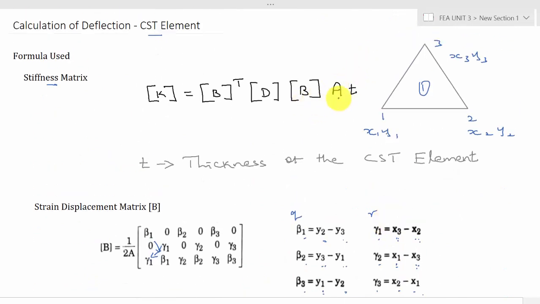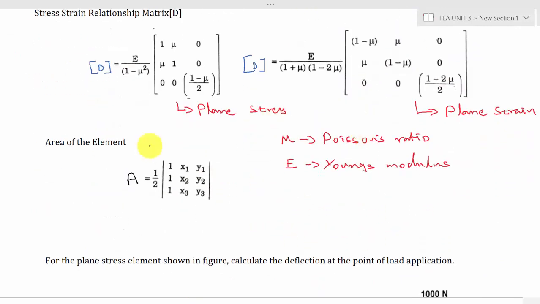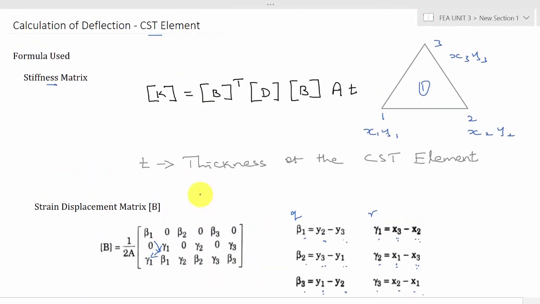Then A is the area of the element. So we know the area for a triangular element is 1 by 2 times the determinant of [1 x1 y1, 1 x2 y2 and 1 x3 y3] and finally T is the thickness. Okay, so you have to calculate B individually, D individually, A and T, then finally you have to multiply all the terms. So first you have to multiply D and B, then further you have to multiply B transpose with the D and B.